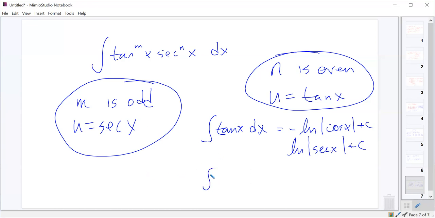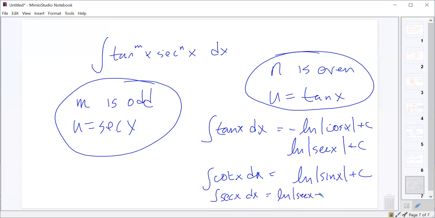It's definitely helpful if you end up with a cotangent cosecant integral also. That doesn't happen that often, but it's helpful to know that the integral of cotangent dx is just natural log absolute value sine x. And also really helpful, so that you don't have to remember how to integrate it by adding stuff in and using a u substitution, the integral of secant x is natural log absolute value secant x plus tangent x plus your constant. So that's a good one to know as well.